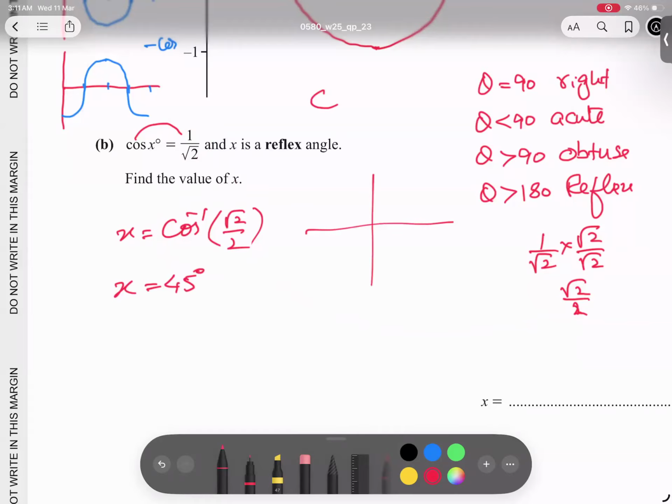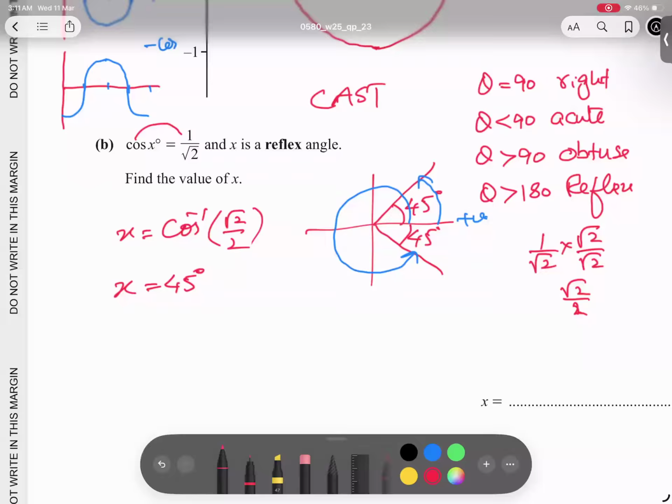But you know the cos property, CAST. Cos is positive in the first and fourth quadrant. And this 45, I'm writing it here, I'm writing it here. And what is the rule of measurement? Start from the positive x-axis, move anti-clockwise. This is the first answer. And this is the second answer.